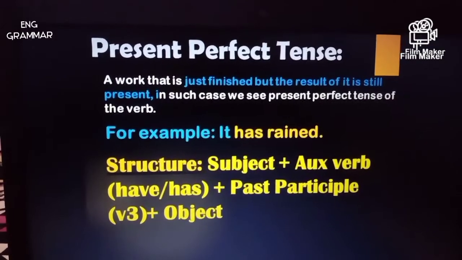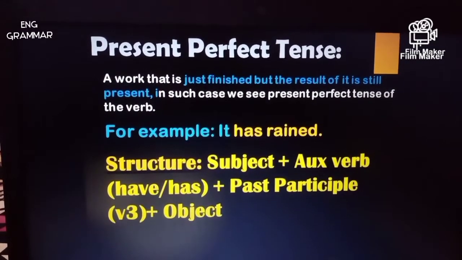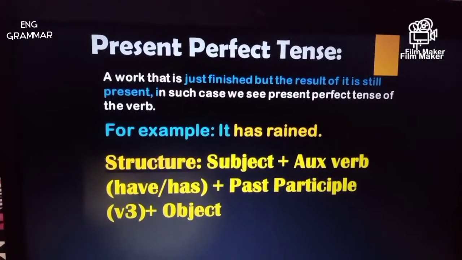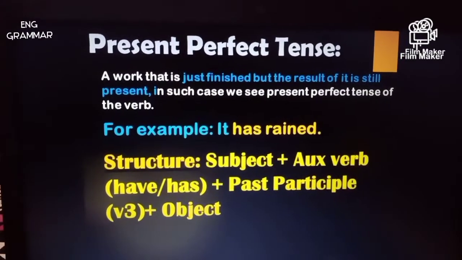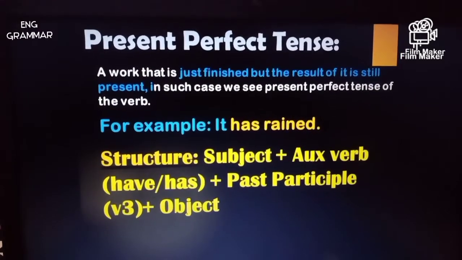It has rained. Maybe the rain started sometime in the past and it has completed its action in the present, and the result of that is visible in the present moment. That's a general use of the present perfect tense.